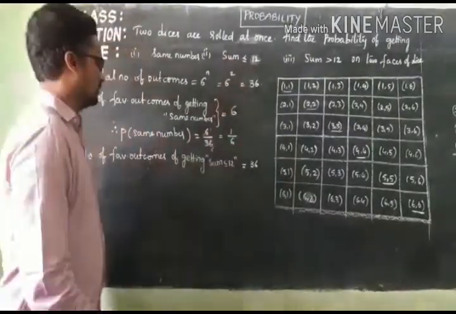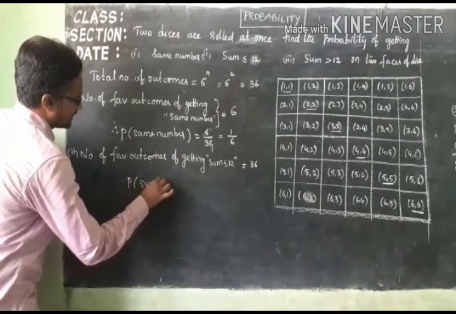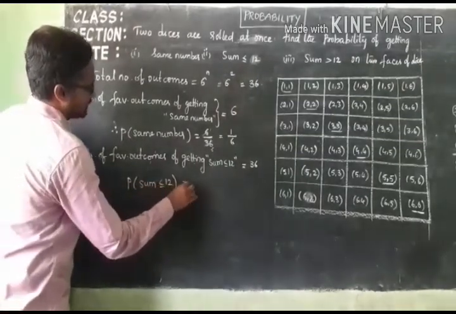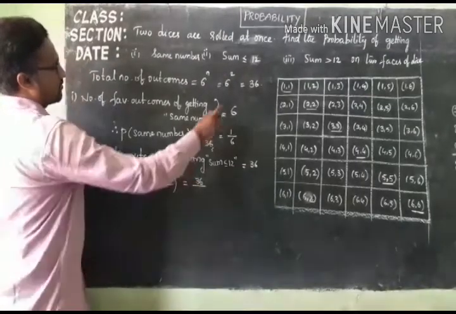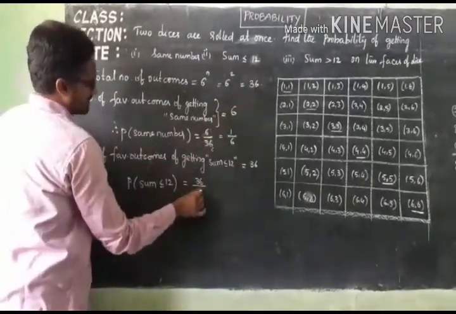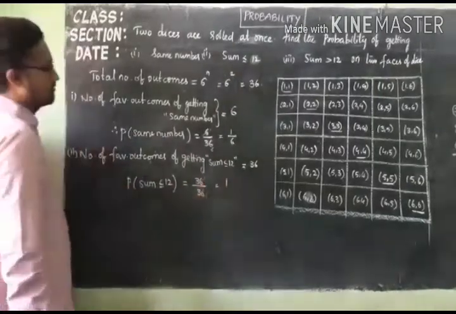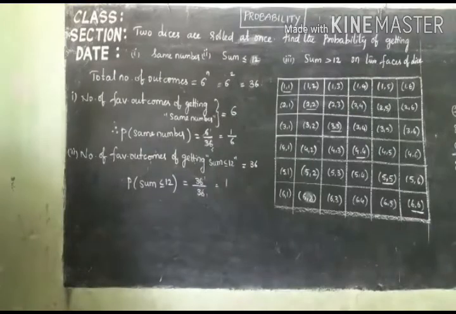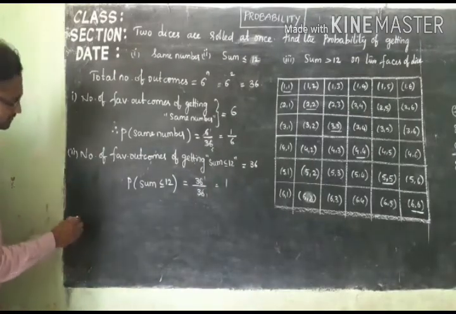The probability of getting sum less than or equal to 12 is the number of favorable outcomes, 36, divided by the total number of outcomes, 36. Cancellation is possible, 36 ones. So your answer will be 1. And what is your next question? Probability of getting sum greater than 12.